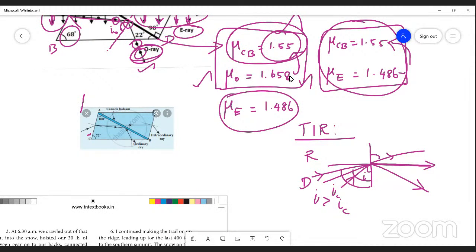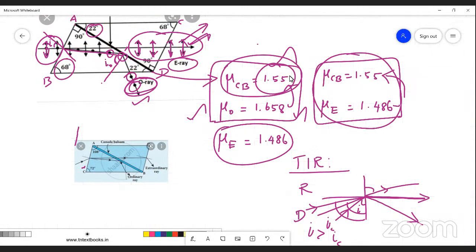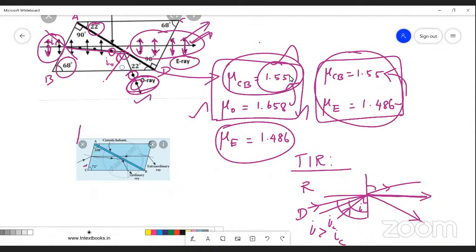Because the Canada balsam acts as a rarer medium for the ordinary ray, the ordinary ray passes from denser to rarer. That's why the ordinary ray must be affected by total internal reflection. See this value, this angle of incidence. This value is about 68 degrees. Am I right?